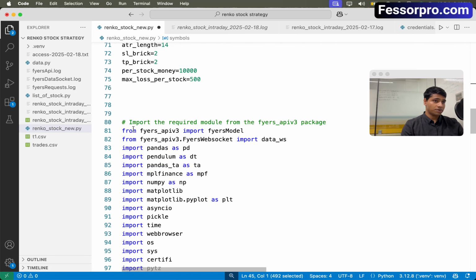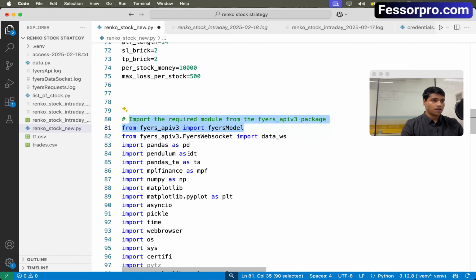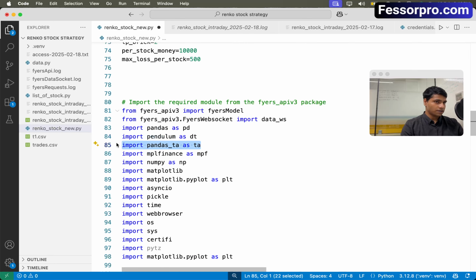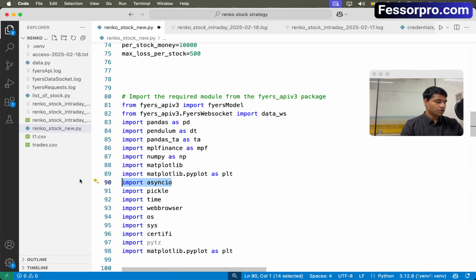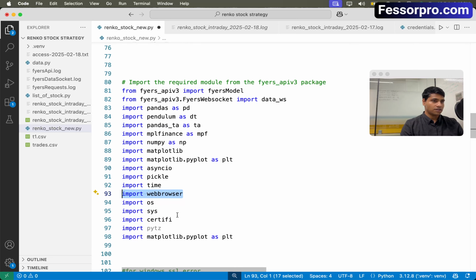Then we are importing the libraries. We are importing the Fyers API version 3 library, Pandas library, Pendulum library I'm using to deal with time zone, Pandas TA to calculate the technical indicator, MPL Finance to calculate the Renko, NumPy package. I'm just importing it. Matplotlib is also, I'm just using the Matplotlib library to disable the graphing functionality of MPL Finance. Then asyncio for asynchronous programming, Pickle library to store the data, time library to add pauses in between, webbrowser to open the browser to authenticate myself. Then this OS sys library I'm using to close the program.